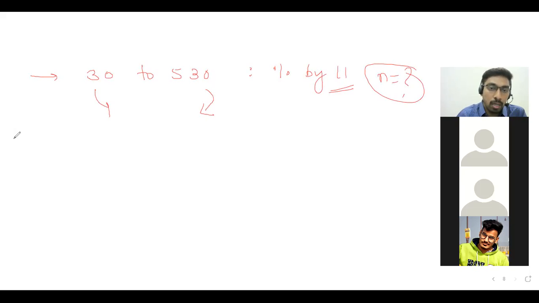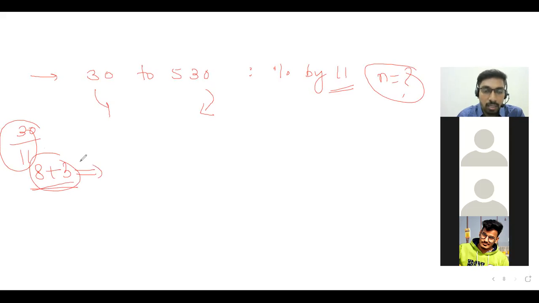So the first term, 30, is not divisible by 11. So how much remainder is remaining here? 11 threes are 33, remainder 8. So if you add 3 here, you will get a divisible number: 30 plus 3, that means 33. So 33 is divisible by 11. After that, 44 is divisible. If you want to write it, okay, otherwise you can skip this part.